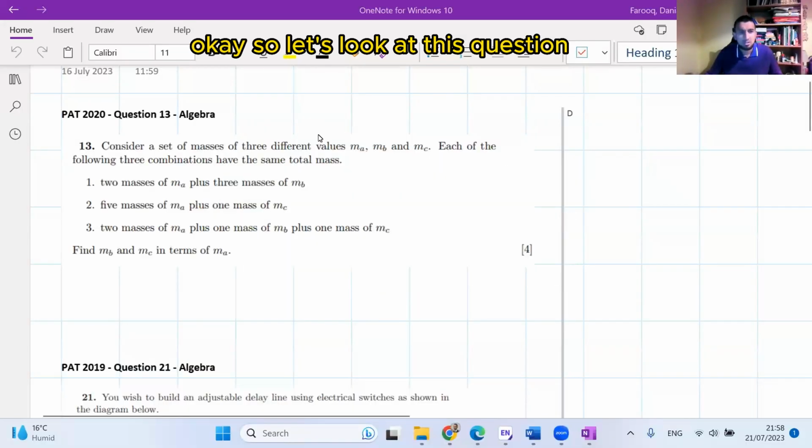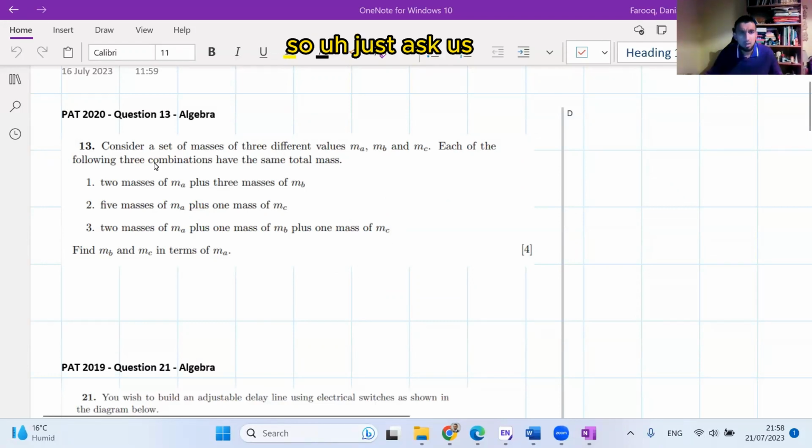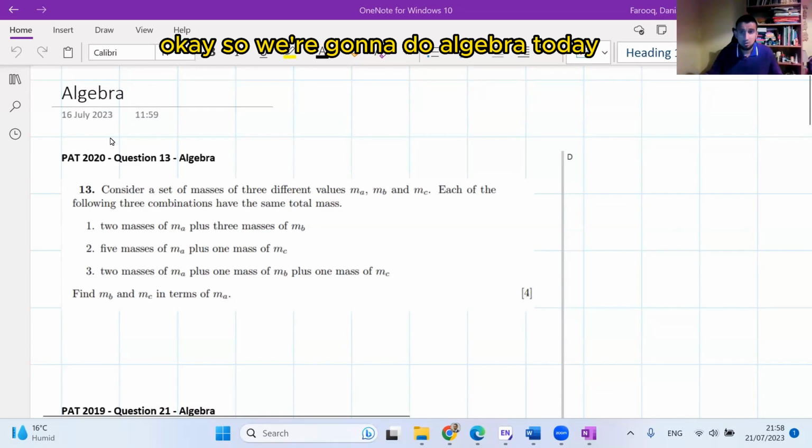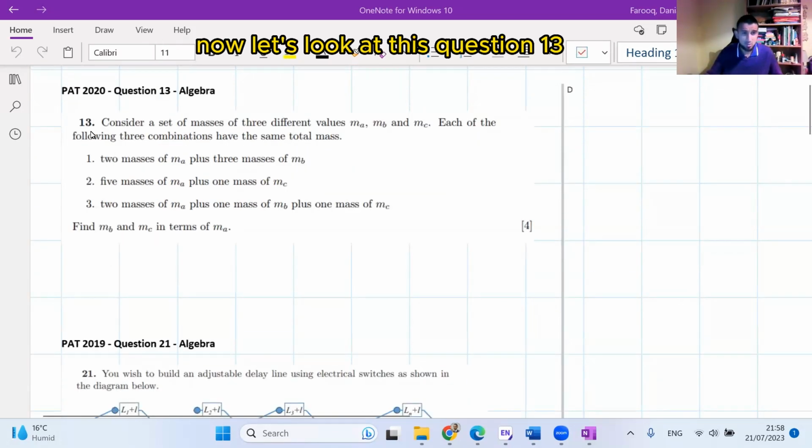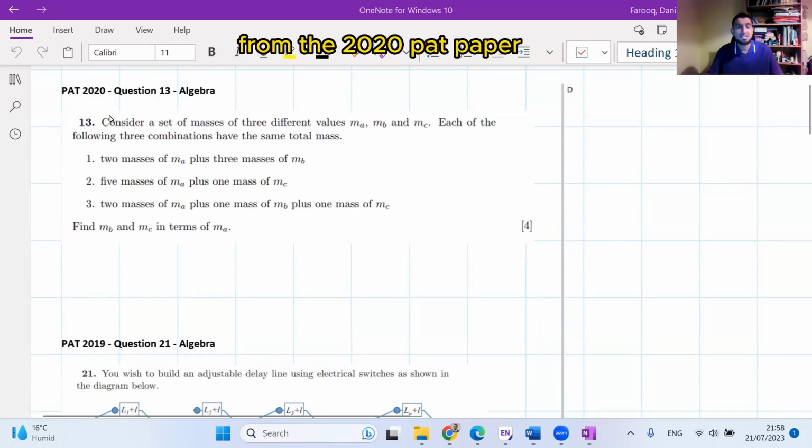Okay, so let's look at this question. It's asked us, this is algebra. Okay, so we're going to do algebra today. Now let's look at question 13 from the 2020 PAT paper.